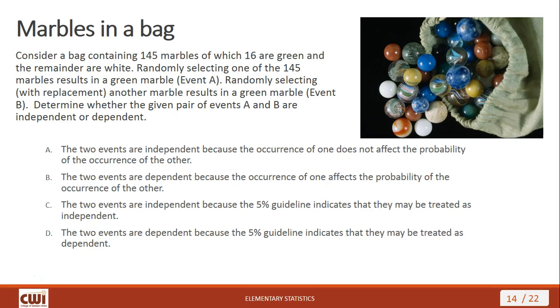If we randomly select with replacement another marble, which means we take a marble out of the bag and it's green, and then we put that green marble back in the bag, and then we're going to take a second marble out. That's going to be event B. So now we're going to determine whether the given pair of events A and B are independent or dependent. Here are your 4 answer options. I'll give you a moment to read through those and make your selection.